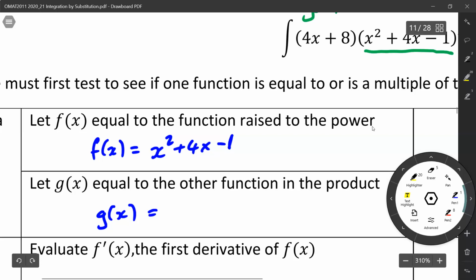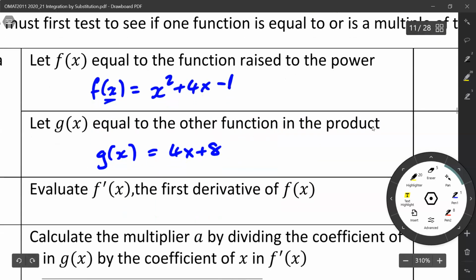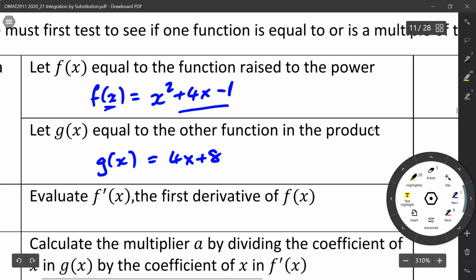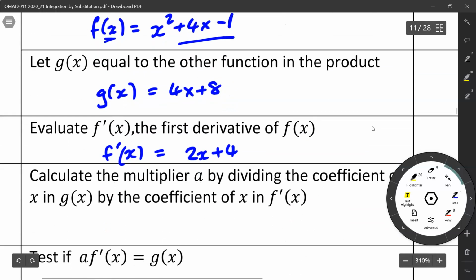Now remember, you don't include the power when you do f at x, you just take the function inside the brackets. There's a power of 4 there, but you ignore that for the moment. Then you evaluate f prime at x, the first derivative. So f prime of x is equal to 2x plus 4. Then you calculate the multiplier, a, by taking the coefficient of x in g at x and dividing it by the coefficient of x in the first derivative, and that gives me 2.